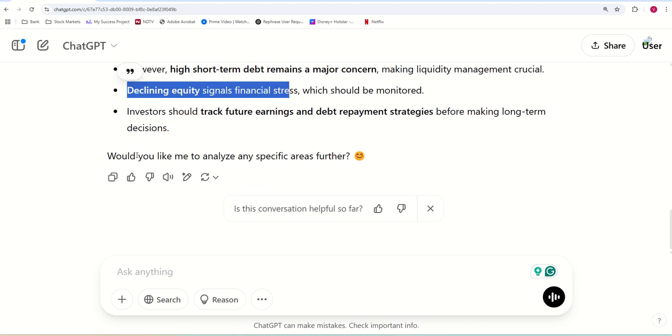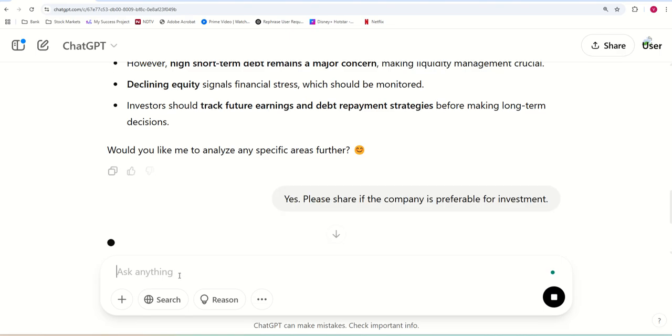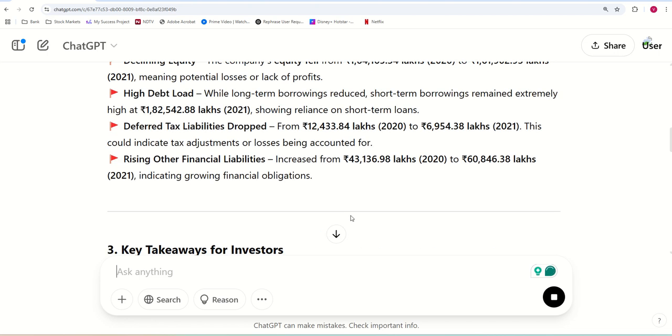It is asking, would you like me to analyze any specific areas for that? Yes. Please share whether the company is preferable for investment. Okay. While the answer comes up, we quickly go up to see how the response has come up.